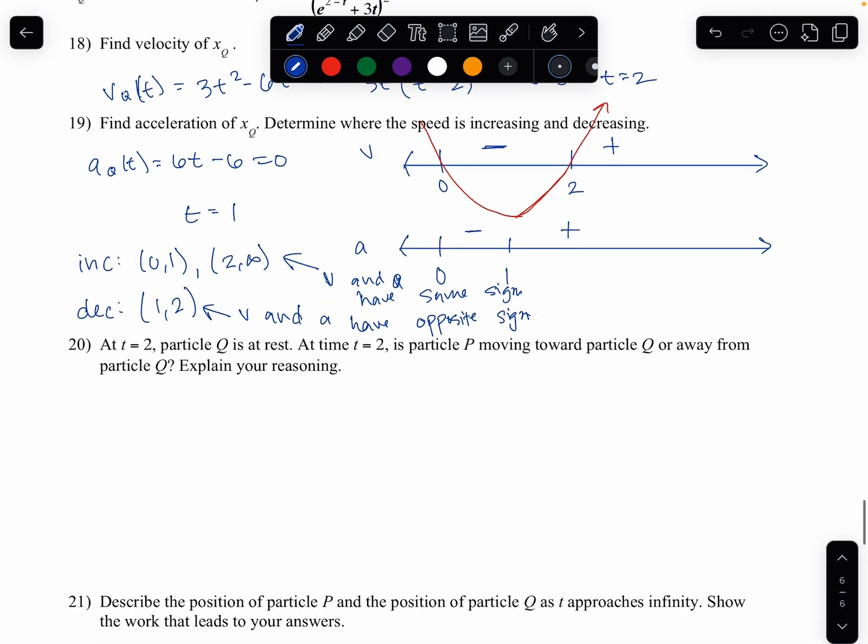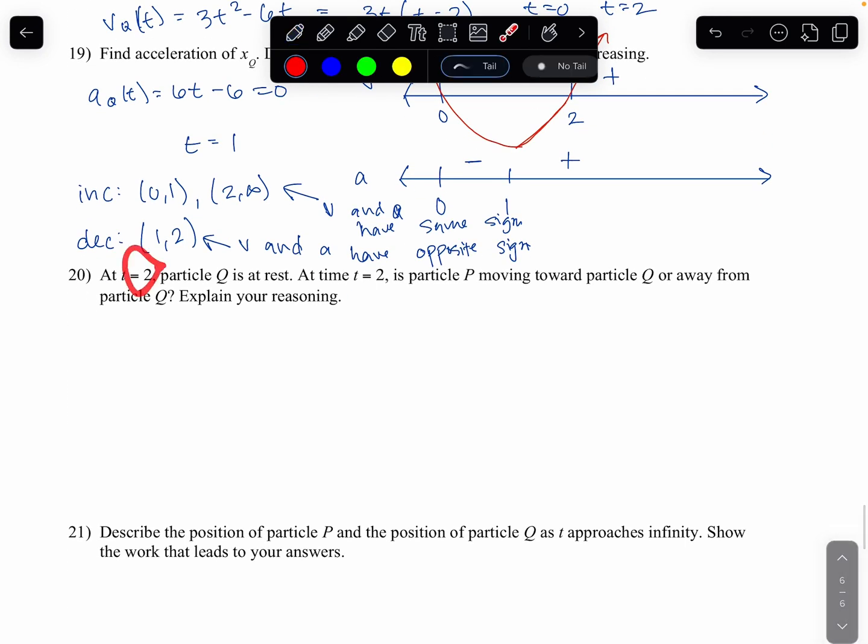And at t equals 2, the particle q is at rest. At time 2, is particle p moving toward particle q or away from particle q? Some questions you want to be asking yourself are: where is particle p, where is particle q, and which directions are they moving? We know that q isn't moving, so then we have to answer where p is moving. But again, we first have to know where they are.